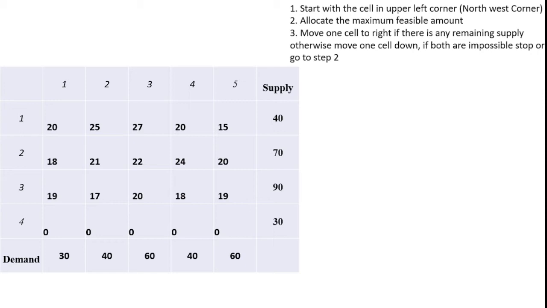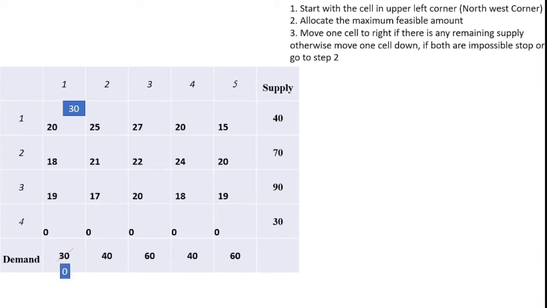How can I solve? Start with the cell in the upper left corner, which is the rule here. Which is the cell in the upper left corner? There is cell 1 1, which is 20, the cell that starts from the upper left corner, which has the supply of 40 and also the demand of 30. How can I allocate? Let's see. Here the minimum value is 30, so I allocate 30 to this upper left corner cell.